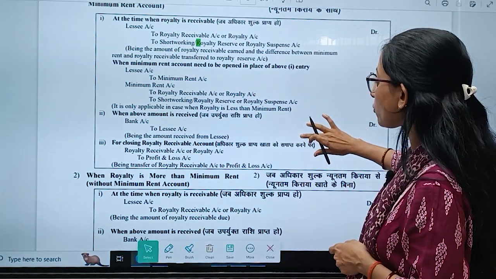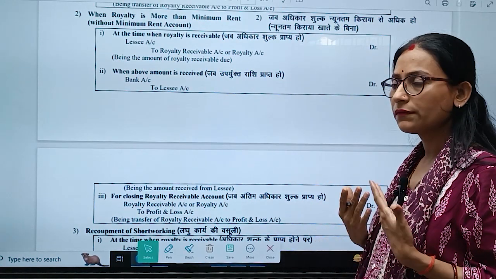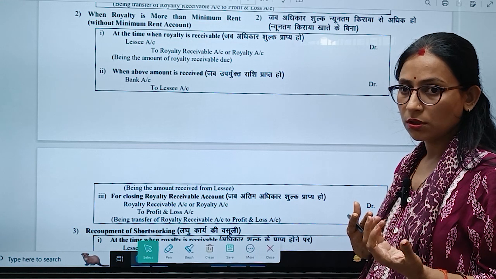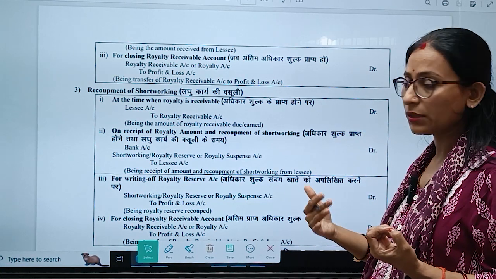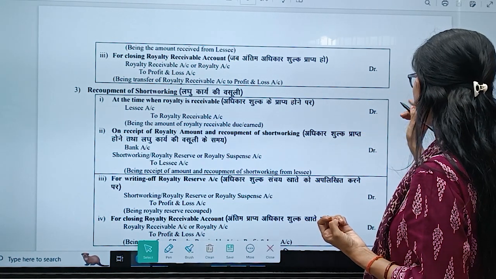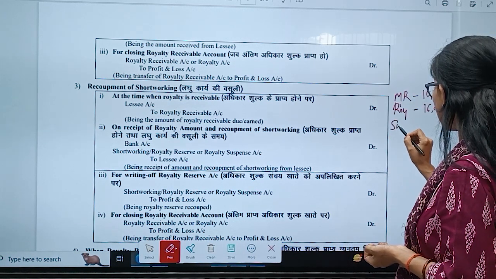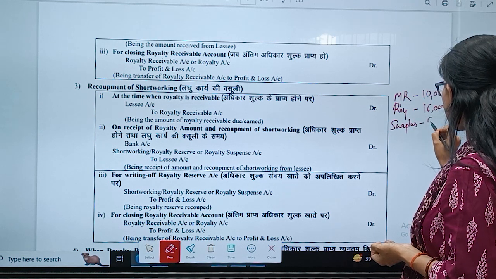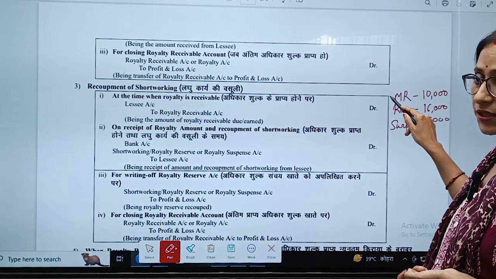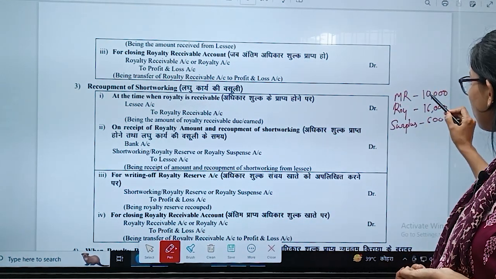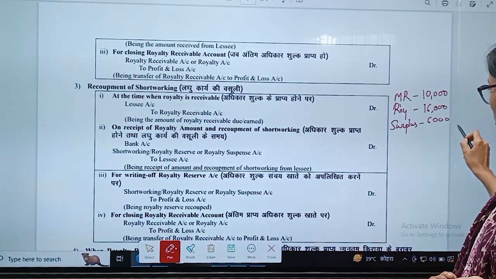The second situation is when royalty is more than minimum rent. Whenever the royalty is more, there is a surplus amount. Here in this case, because I have said royalty is more than the minimum amount, there is a generation of surplus amount. The minimum rent is 10,000, the surplus amount is 6,000. Okay. Now on the basis of this figure, we'll pass the entry. Because the minimum amount is less and the royalty amount is more, there is a surplus of 6,000 rupees.